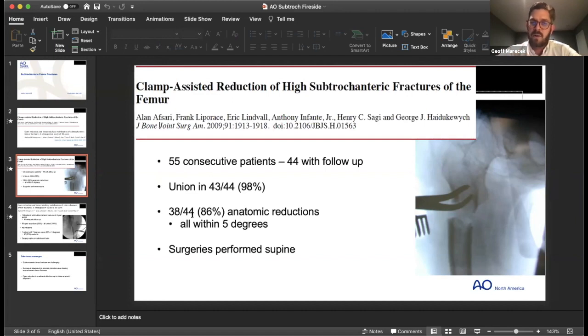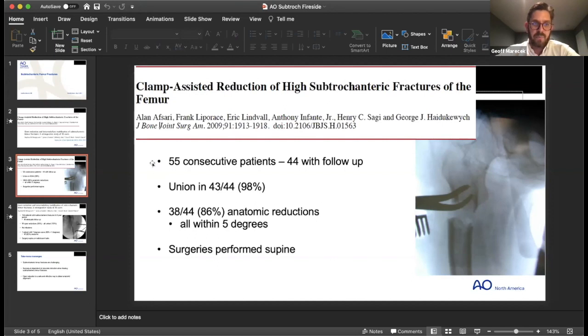And so this technique was pretty successful. 85% of patients had what they called an anatomic reduction, and every patient was within 5 degrees. They did all of these surgeries supine, and specifically said, we didn't decompress the fracture hematoma intentionally, but it sort of unintentionally happened. But basically pretty reasonable results, a high union rate in a fracture that's prone to non-union, and pretty good alignment using devices to help restore alignment.